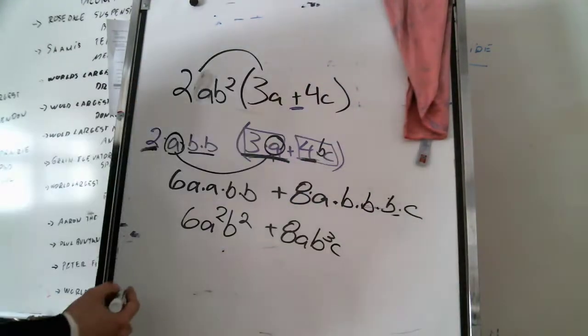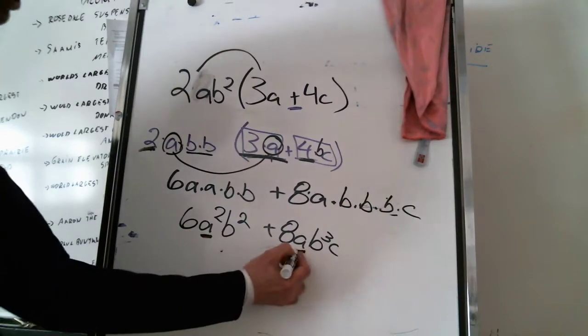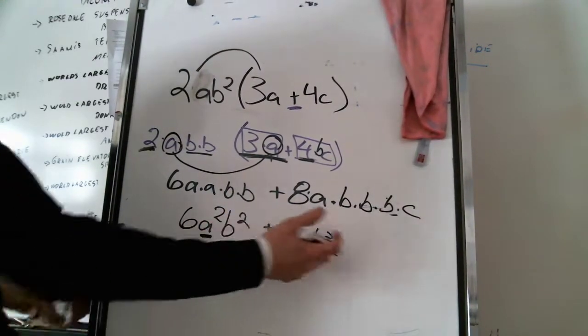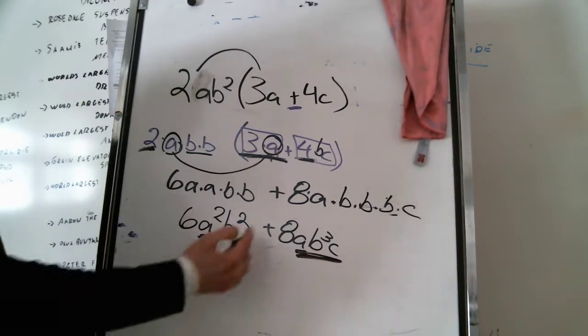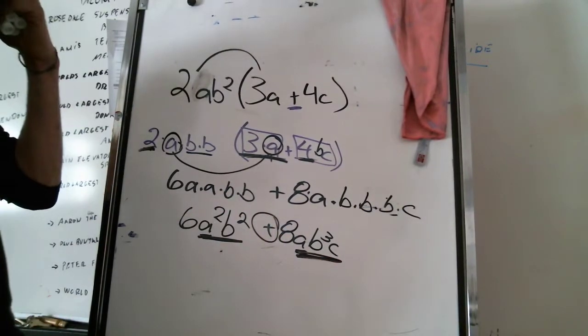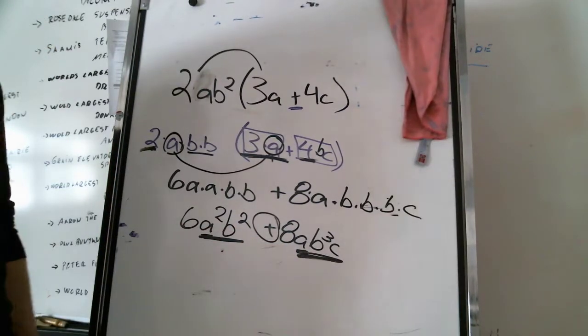So I'll do a little more on that because you have to look at this. Now I can't add these because they're not like terms. Back to algebra. You can only add like terms. Like terms have the exact same variable combination.